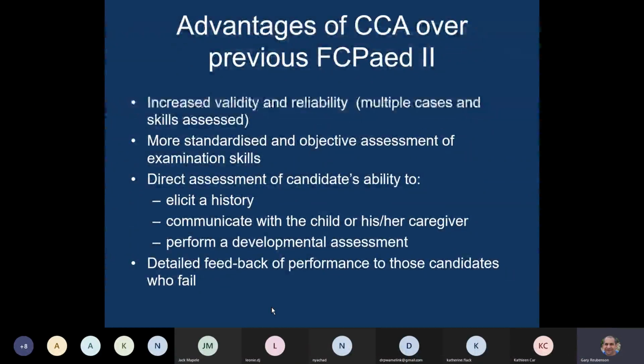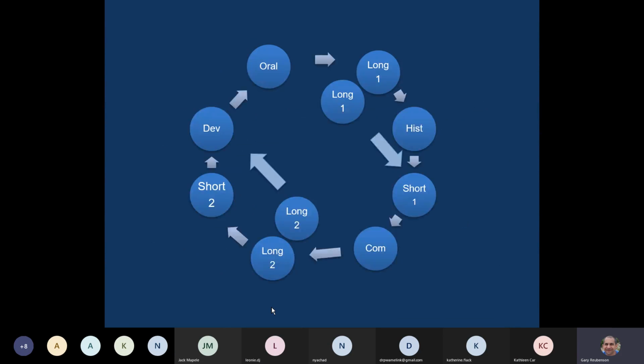The old way, you were given time with the child and their parent. There was no one else in the room with you, and then you had time with the examiners. Now that's been taken away, so candidates actually have someone watching them elicit history, communicate, and perform a developmental assessment. And also what that allows for is more detailed feedback, so candidates who aren't successful at least have some idea of where they can improve. So this is what a rotation will look like.